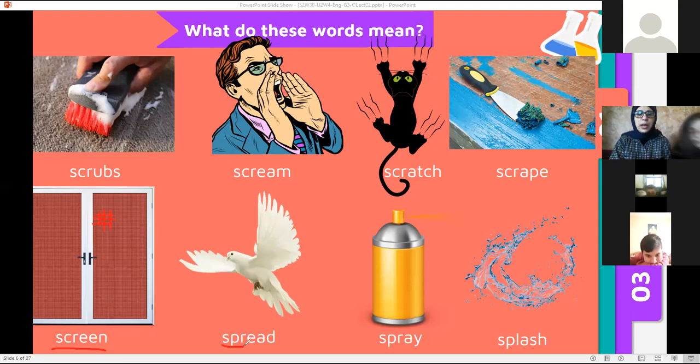Here I have spread. The dove spread. It swings to fly. Spread means open wide. The name of the animal is spread? No, it's a verb. We say this is a dove, spread its wings. It means opened its wings to fly. Here I have spray. Spray, when you use the spray. Here I have splash. S and H make the sound sh. Splash.